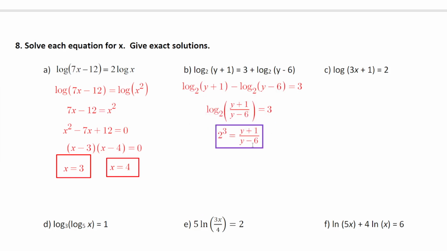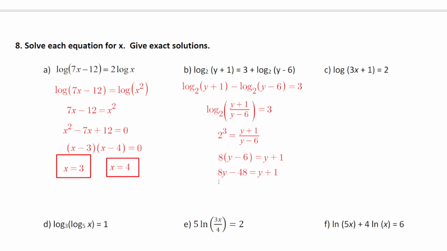Okay, so now I'm trying to isolate this y. So what I need to do is multiply both sides by this y minus 6 to move it over here. 2 cubed is 8, so I'll just go ahead and simplify that at the moment. And I get 8 times y minus 6 equals y plus 1. Using the distributive property, I can say that the left-hand side can be 8y minus 6 times 8, which is 48. And now I can start moving things around.